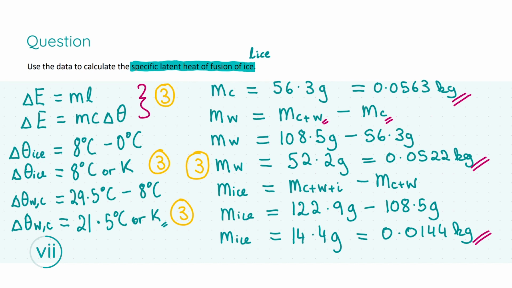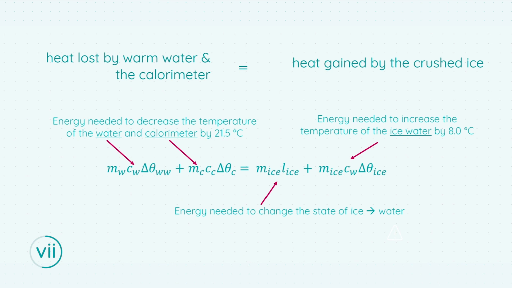Now, how do we put all these figures into practice and how do we calculate the specific latent heat of fusion of ice? As you know from your study of heat, we know that in this experiment the heat lost by the warm water and the calorimeter is equal to the heat gained by the crushed ice. So we can put together a formula. This is it in words and we can translate it into our mathematical equations, which we've looked at above. So we're going to have here on the left hand side the heat lost by the warm water and the calorimeter. And by the way, just to mention, this word formula up here assumes that no heat is lost to the surroundings.